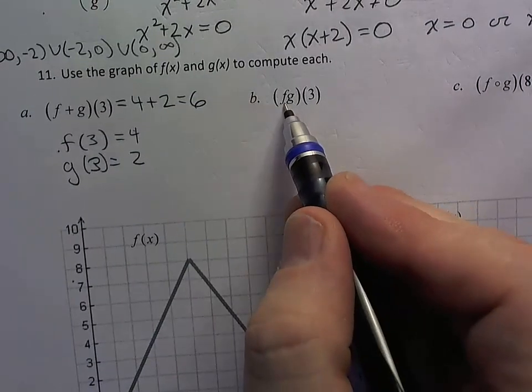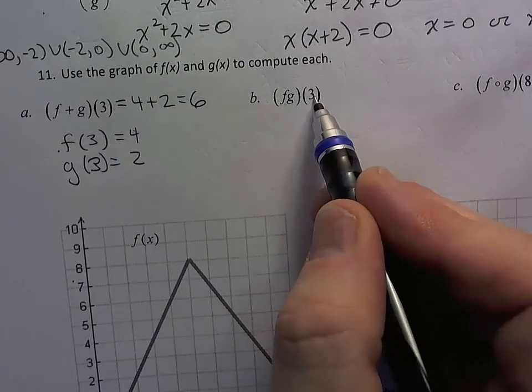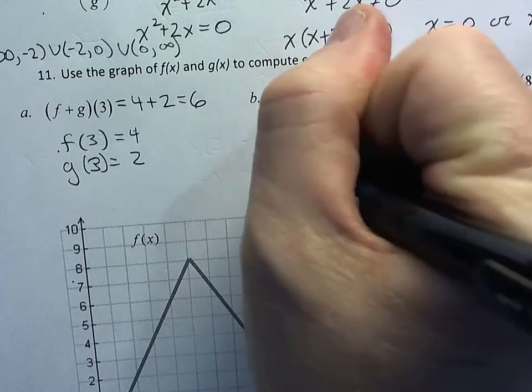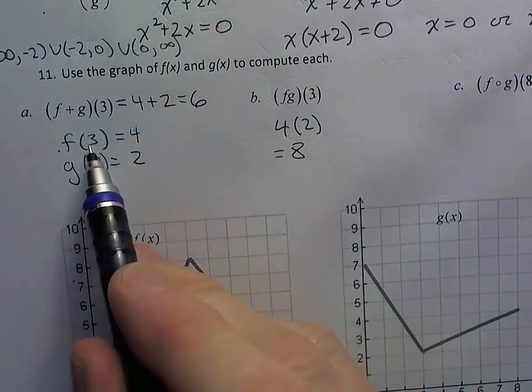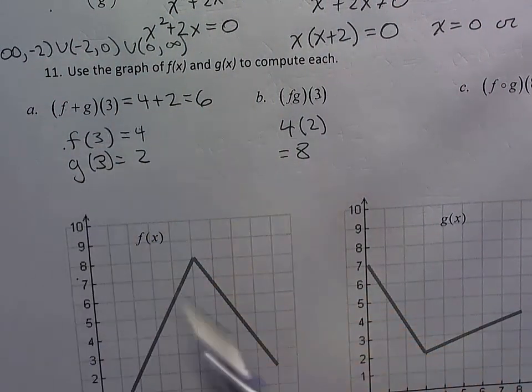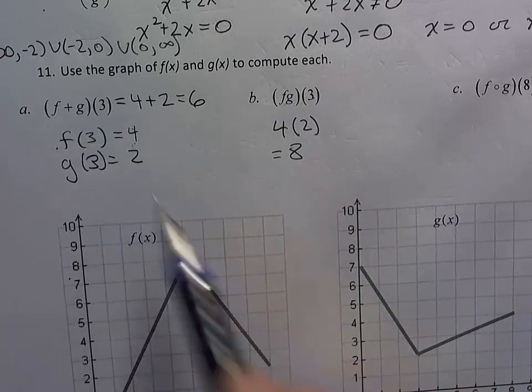Now here is f times g of 3. Well, that just means 4 times 2. Right? Because we already found out what f of 3 is and what g of 3 is. So we don't have to do that again. We've got the numbers right here.